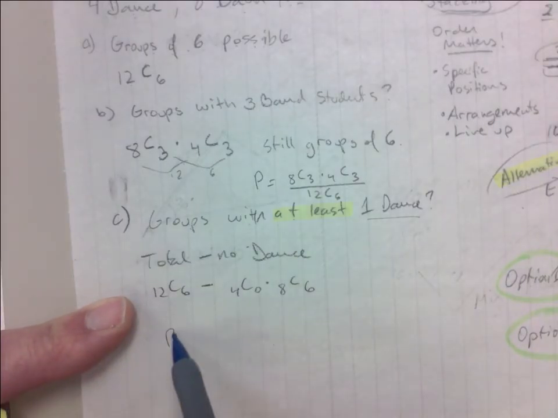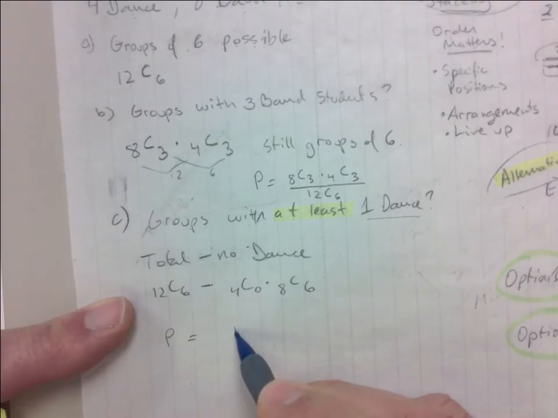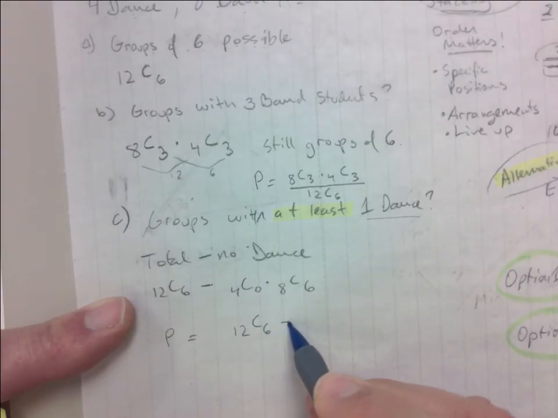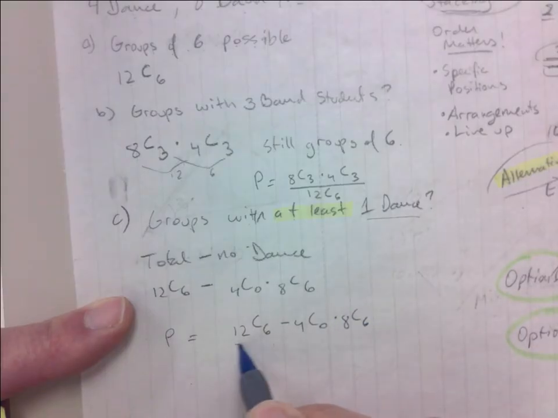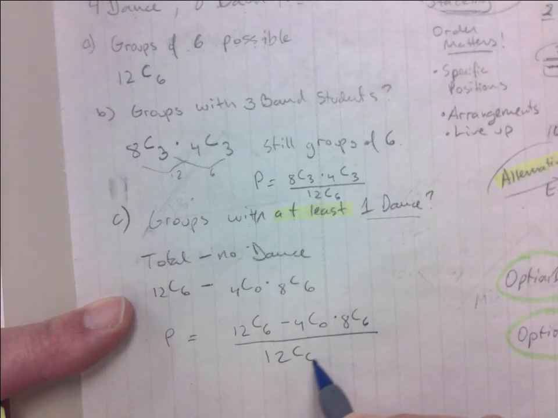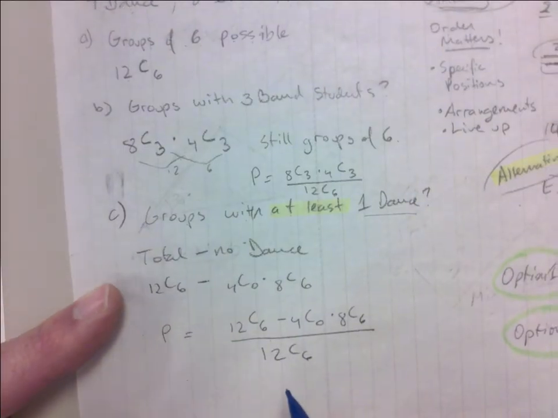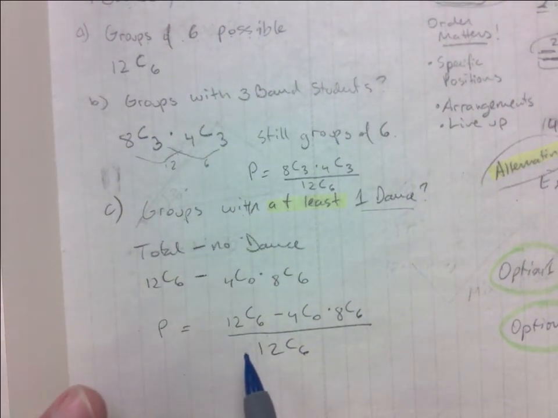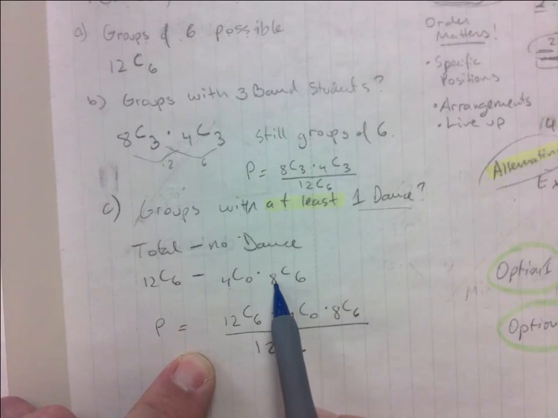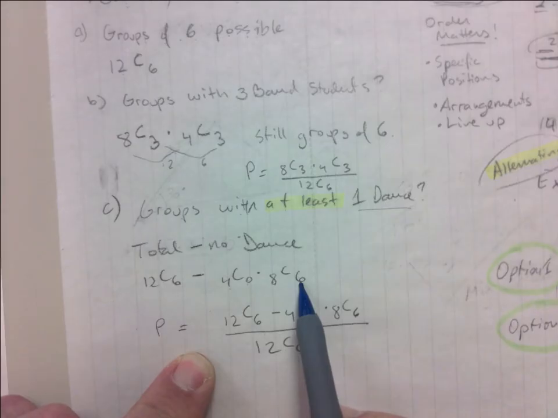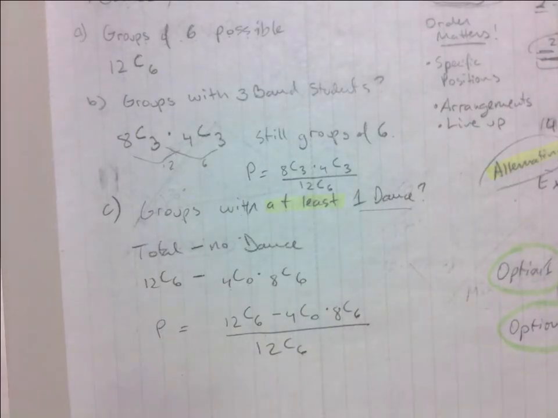So if you wanted the probability of this happening, it's 12 choose 6 minus 4 choose 0, 8 choose 6, over 12 choose 6. Okay, so that's still my universal here. And remember, again, 4 and 8, what does that add up to? 12. That's my total number of participants. 0 and 6 adds up to the group of 6 that I'm after. So that's something that you want to check consistently.